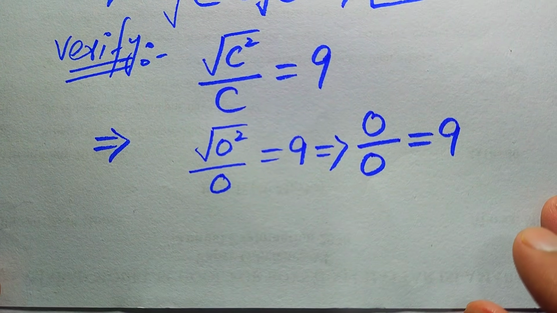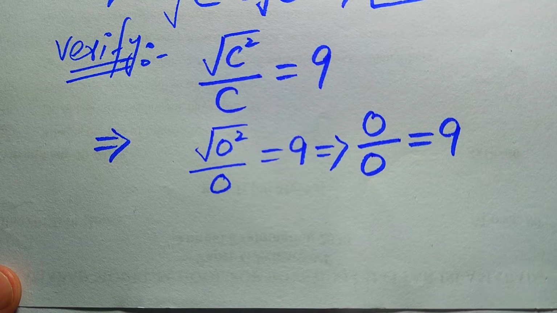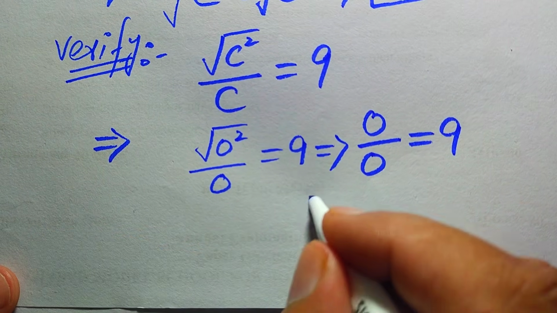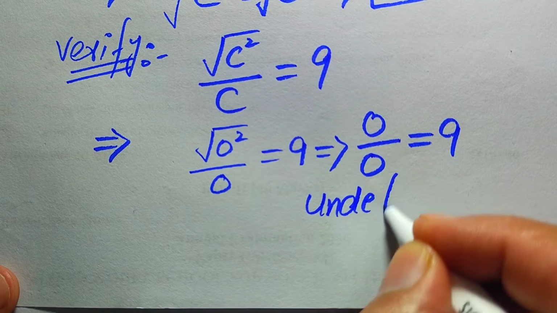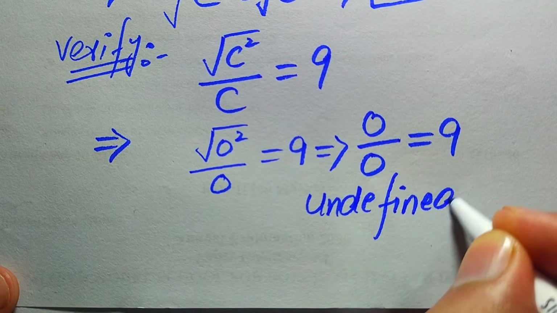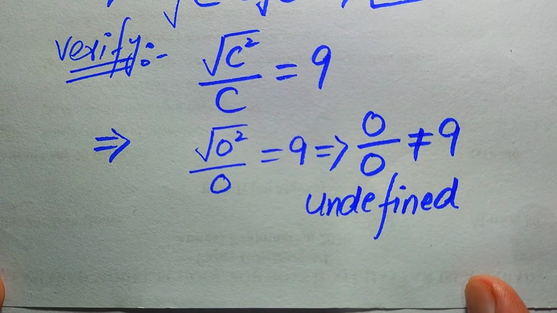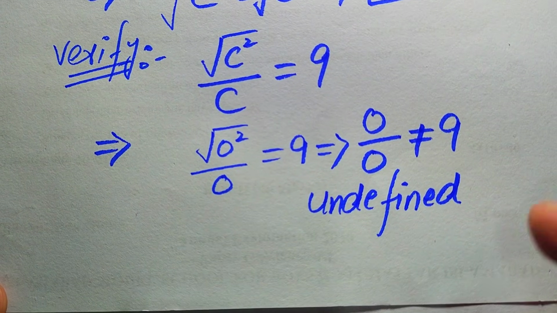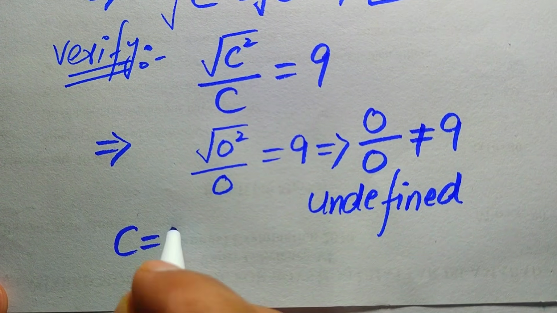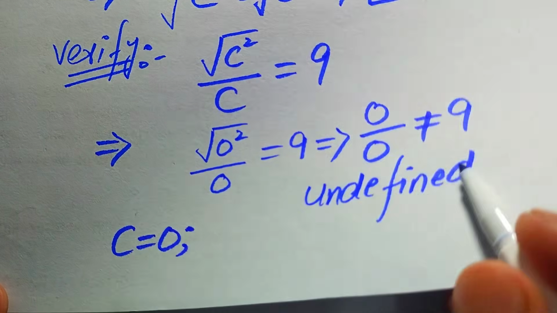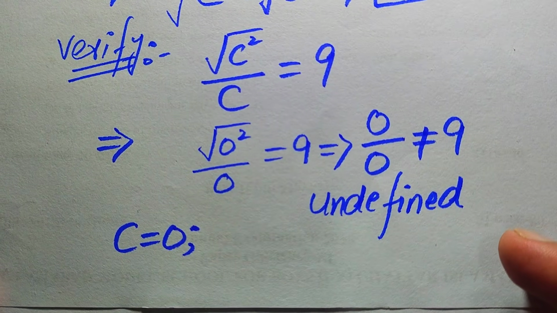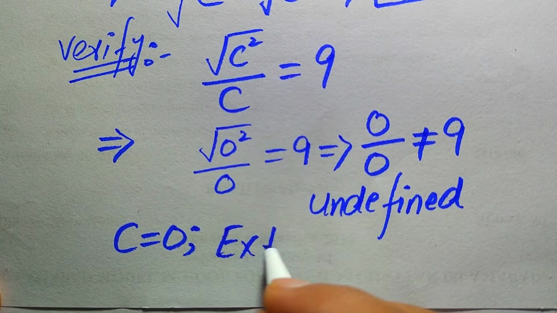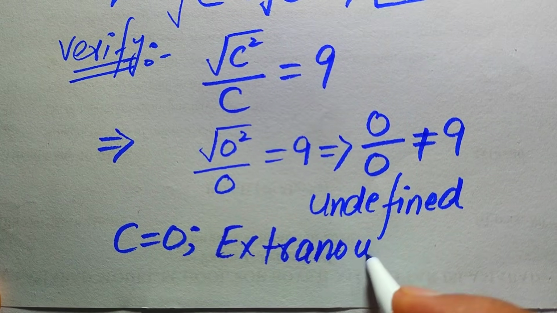So the left hand side becomes 0 over 0 form, or in other words we say that it is an indeterminate form, or we could just say that it is undefined. If the left hand side is undefined, this means that both of the sides are not equal, and this concludes that the value c equal to 0 does not satisfy our given question statement. So we call c equal to 0 the extraneous root of the given equation.